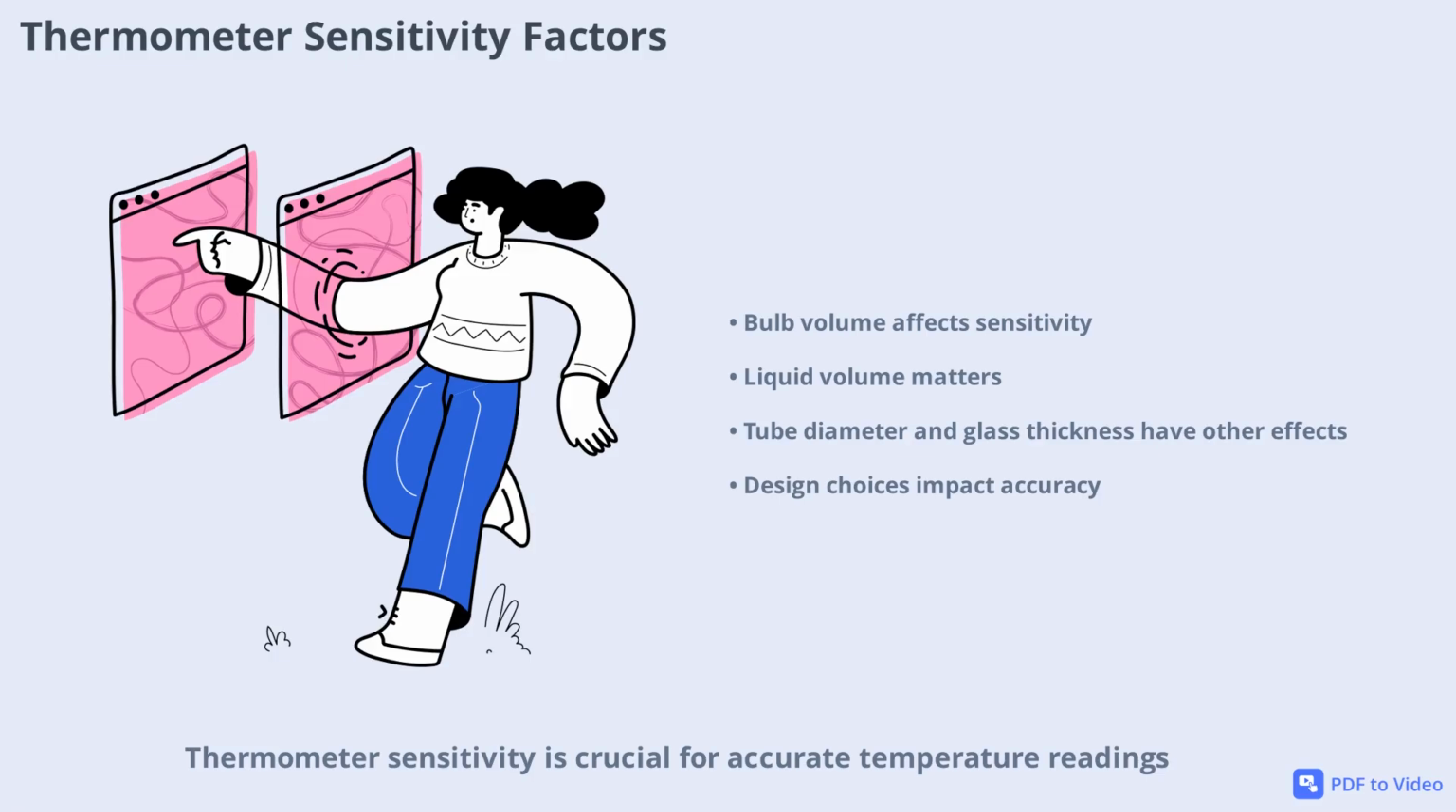Thermometer sensitivity is crucial for accurate temperature readings. The diagram of a liquid in glass thermometer prompts us to consider how design affects sensitivity. We'll discuss why increasing the internal volume of the bulb and the volume of the liquid enhances sensitivity, while other modifications like increasing the tube's diameter or glass thickness have different effects. Understanding these design principles helps explain why thermometers are built the way they are.